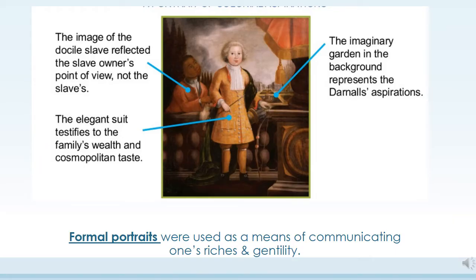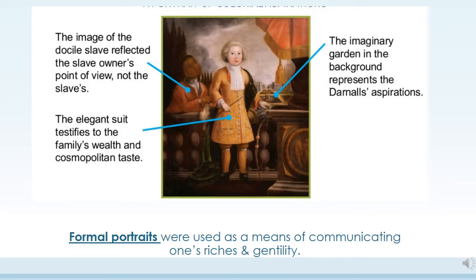Yet neither the fancy garden nor the stone balcony would have existed anywhere in the colonies at the time. The artist's decision to include these imaginary elements in the background reflected the aspirations rather than the realities of life in the colonies. The picture symbolized the wealth, power, and gentility that the Darnalls sought to achieve, not their actual condition. The work is also the first known painting of an African American in the colonies.